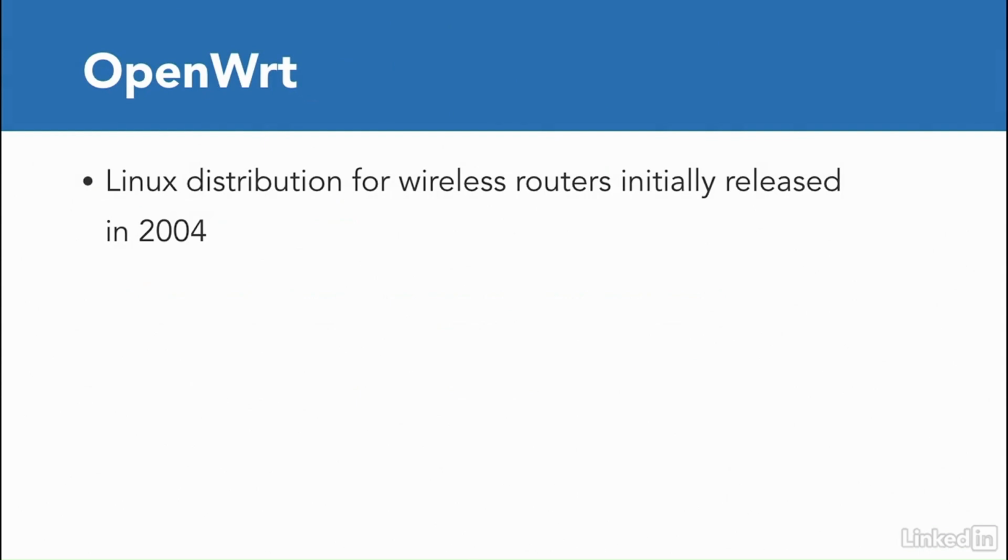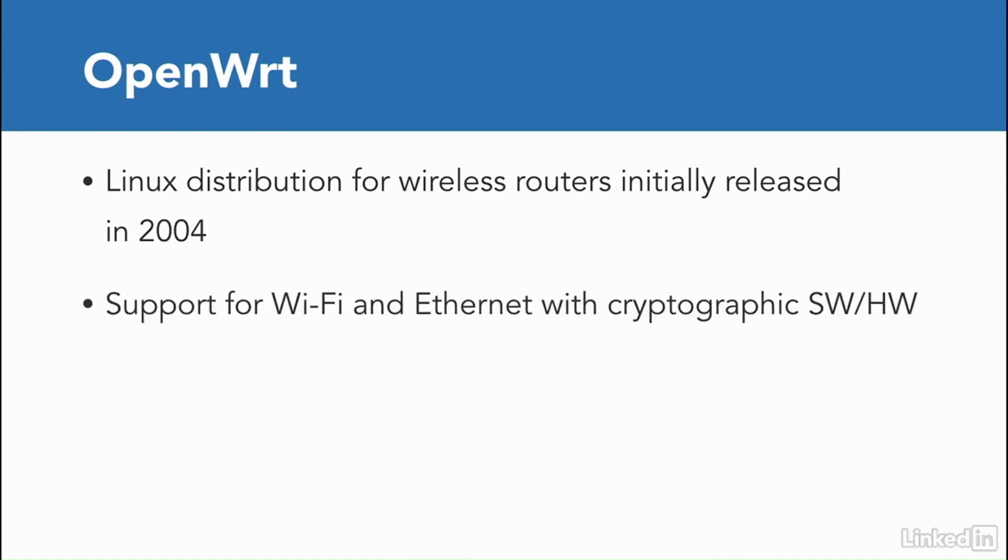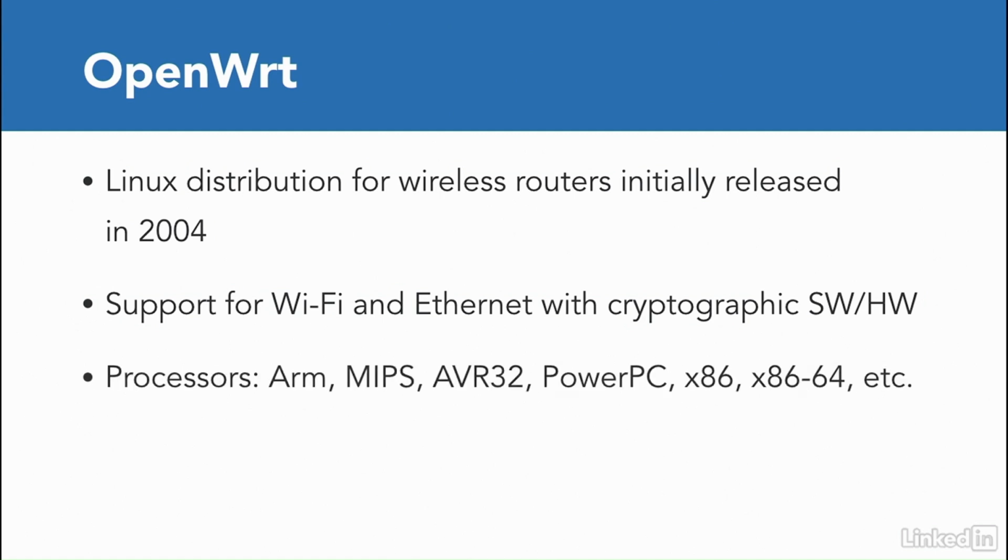OpenWRT is the Linux distribution meant for wireless routers, which was initially released in 2004. It currently supports Wi-Fi and Ethernet network connectivity, as well as crypto software or hardware usually required on routers. The processors supported are based on ARM, PowerPC, AVR32, x86, etc.